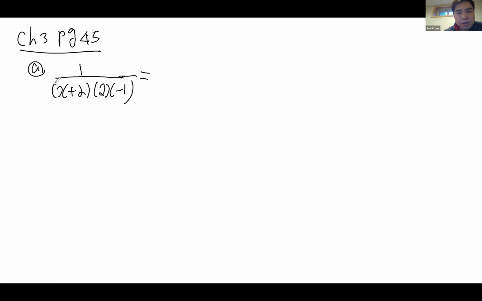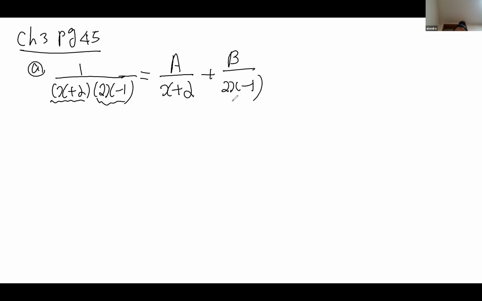So as you see here, x plus 2, and then 2x minus 1. So you can rewrite this as A over x plus 2, and B over 2x minus 1. Okay. Now it became a rational equation.